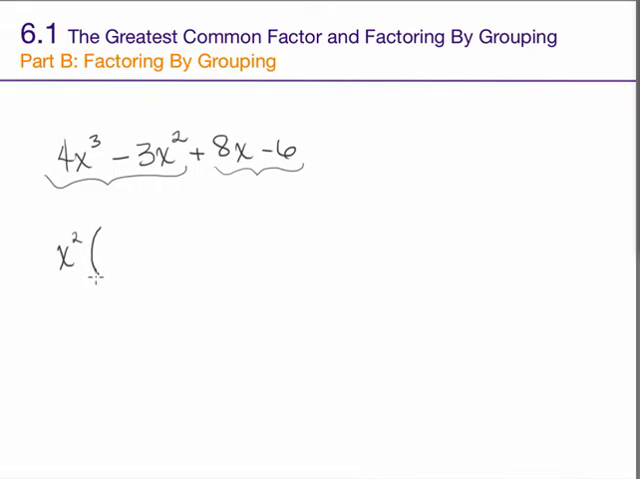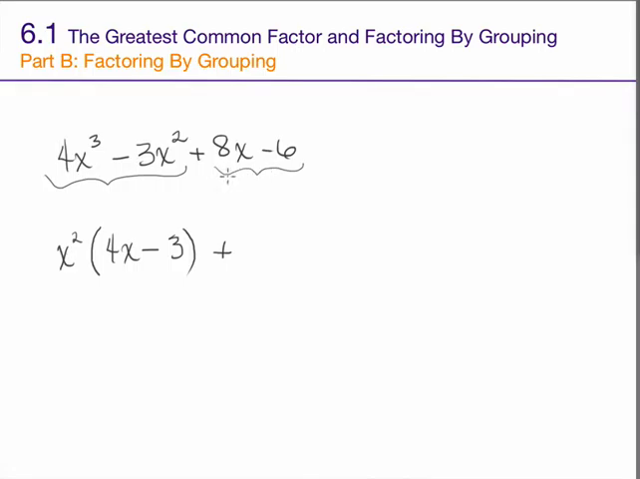When I undistribute x squared from this term, in other words, ask myself what I need to multiply by x squared to get this, I get 4x, because x squared times 4x is 4x cubed. What do I need to multiply by x squared to get negative 3x squared? Negative 3. X squared times negative 3 is negative 3x squared. So the greatest common factor of the first two terms is x squared, and what's left over is 4x minus 3.